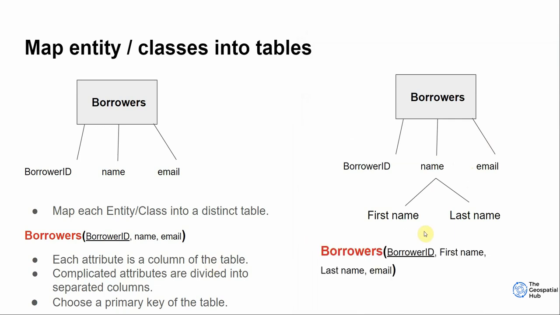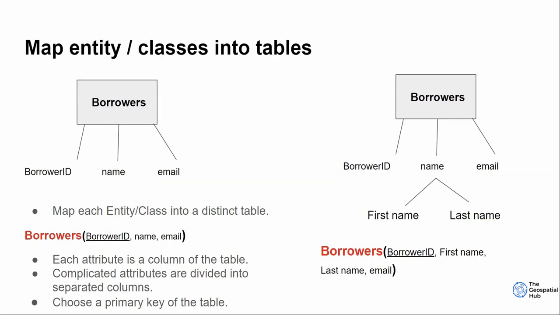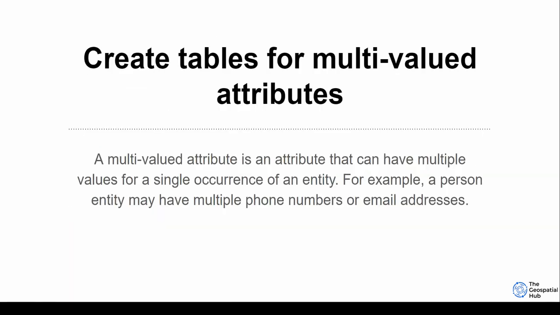Then after we've done this, we have to choose the primary key. So the primary key is a way to uniquely identify items in our table. So we would use the borrower's ID as the unique ID. So after we have mapped the entities into classes, the next thing is to create tables for multi-valued attributes.